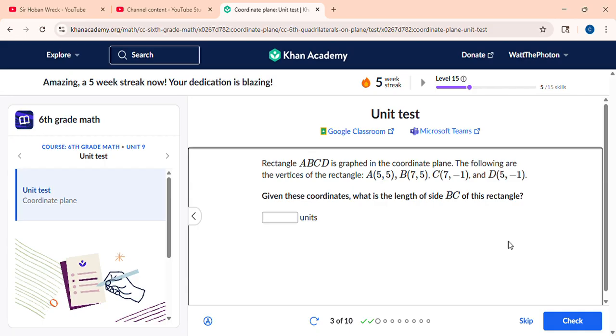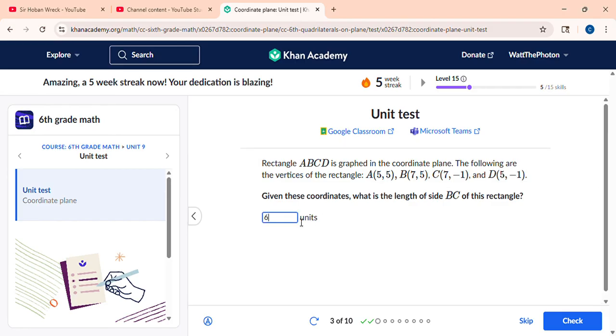What's the side BC? Oh, that's what it wants. What was the side BC? That's 6. Yeah, I trust that.